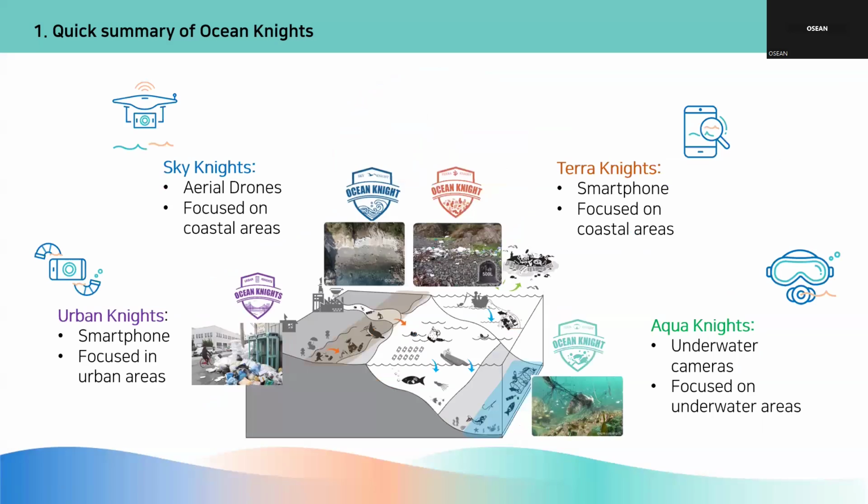From the most left, Urban Nights focuses on data collection in urban areas utilizing smartphones. Sky Nights focuses on coastal areas or places where there is no mode of transportation, and this method utilizes drone cameras. Terra Nights focuses on coastal areas and utilizing smartphones, while Aqua Nights focuses on underwater marine debris using underwater cameras.